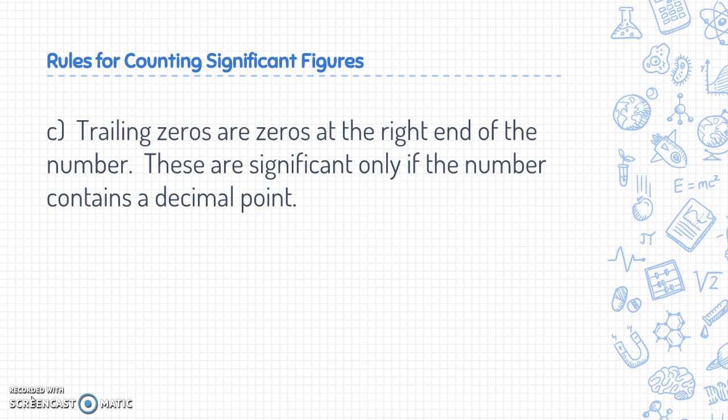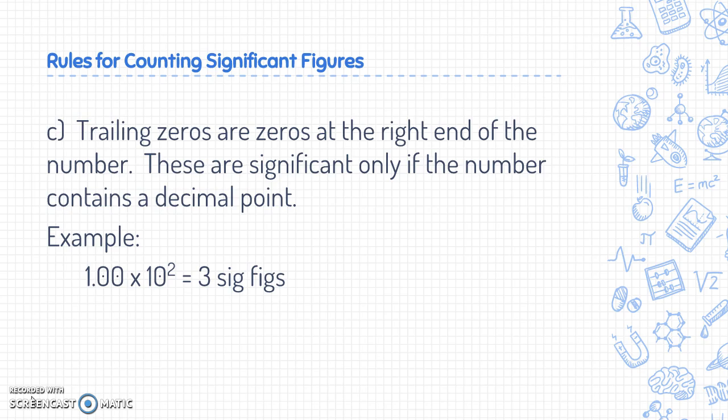Trailing zeros are zeros at the right end of the number. These are significant only if the number contains a decimal point. So, for example, in 1.00 times 10 to the second, there's a decimal point in the 1.00. This is put into scientific notation in order to show that those 2 zeros are significant. So all 3 are sig figs.